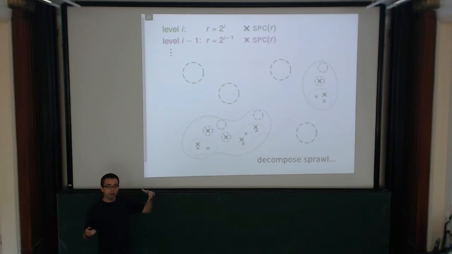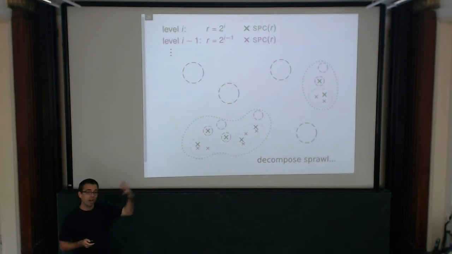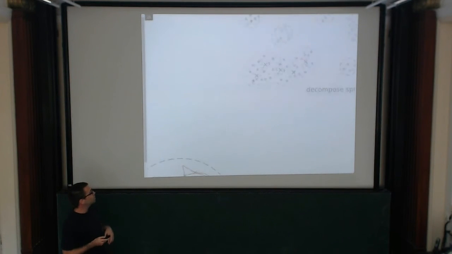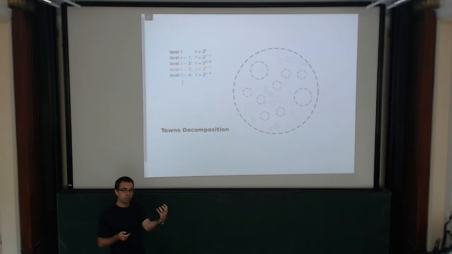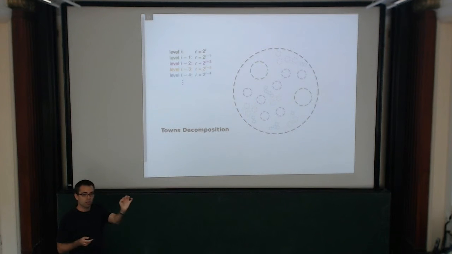And now if I just declare the whole graph to be one town on the highest level, then what I get is what I call the towns decomposition. So if I take any town, this town is decomposed into towns of smaller and smaller levels, okay? And I call these towns inside the town on level i that I'm looking at the subtowns.